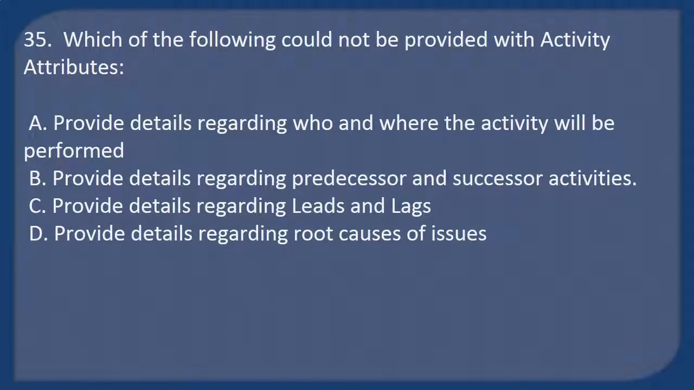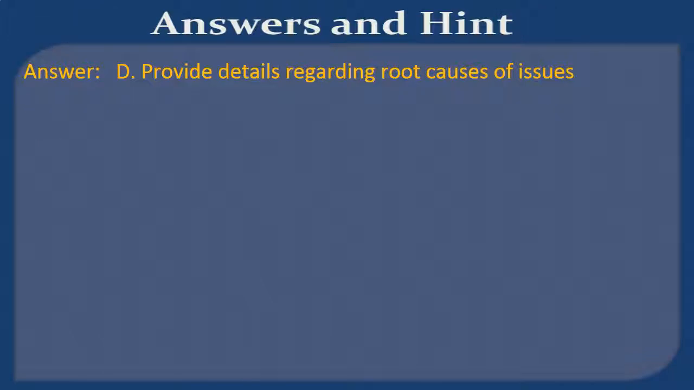Question 35. Which of the following could not be provided with activity attributes? A. Provide details regarding who and where the activity will be performed. B. Provide details regarding predecessor and successor activities. C. Provide details regarding leads and lags. D. Provide details regarding root causes of issues. Answer: D. Provide details regarding root causes of issues.